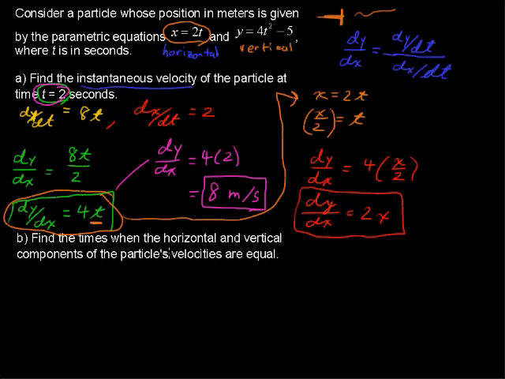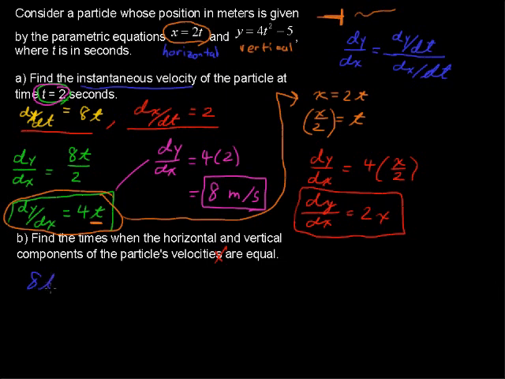Okay, find the times when the horizontal and vertical components of the particle's velocity are equal. It's just the two different components of the particle's velocity. All right, all we have to do is set these equal to each other, because each of those are the instantaneous velocities in the horizontal and vertical components, as we talked about up here. So let's just set those equal to each other real quickly.